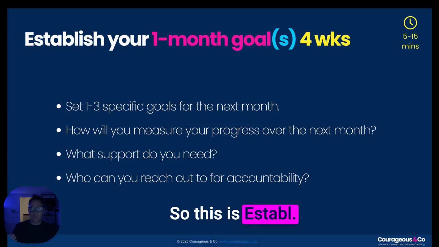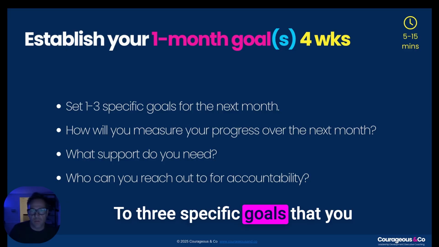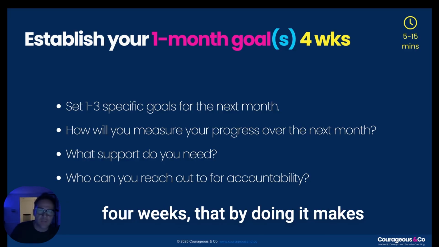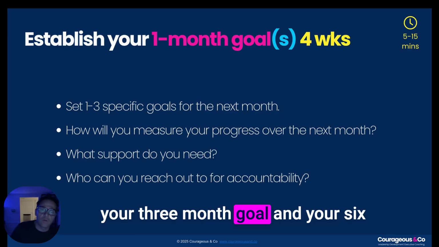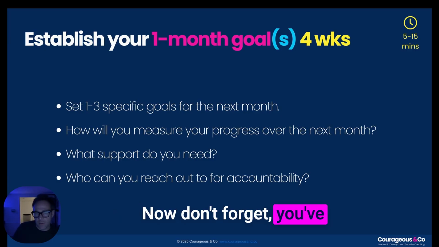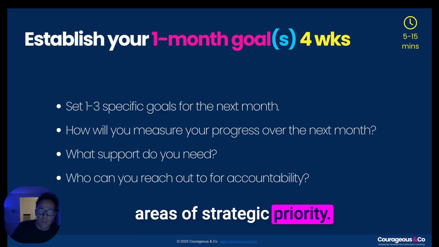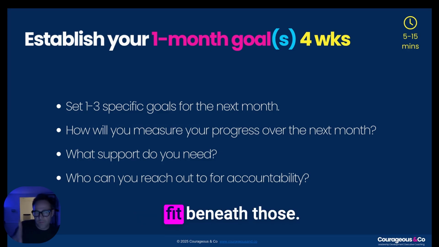So this is establishing your 4-week goals. Same process. What are the 1 to 3 specific goals that you're going to achieve in the next 4 weeks? That by doing it makes your 3-month goal and your 6-month goal much, much easier. Now, don't forget, you've already created your areas of strategic priority. Your goals should fit beneath those.